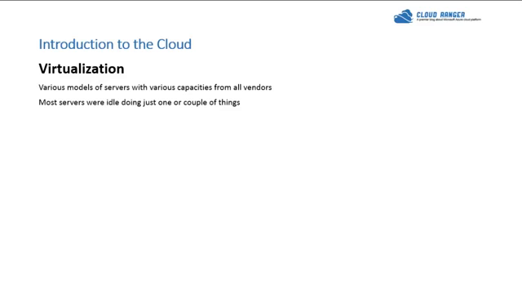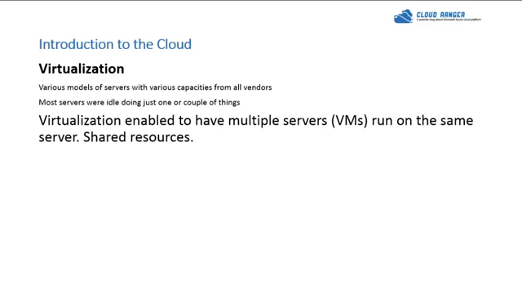Virtualization changed that. What virtualization did is enable multiple servers to run on a single physical server. So we are starting to talk about shared resources. Think about this: you have one big server with a quad-core processor with about 64 or 128 gigs of RAM, and you have a bunch of disk space.